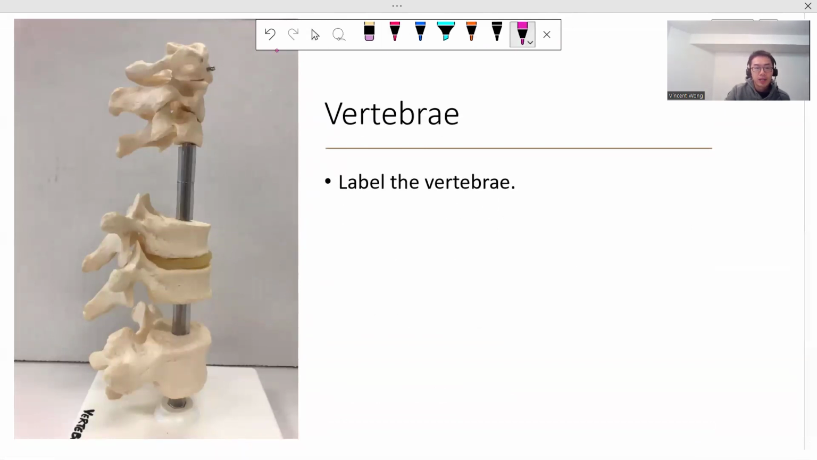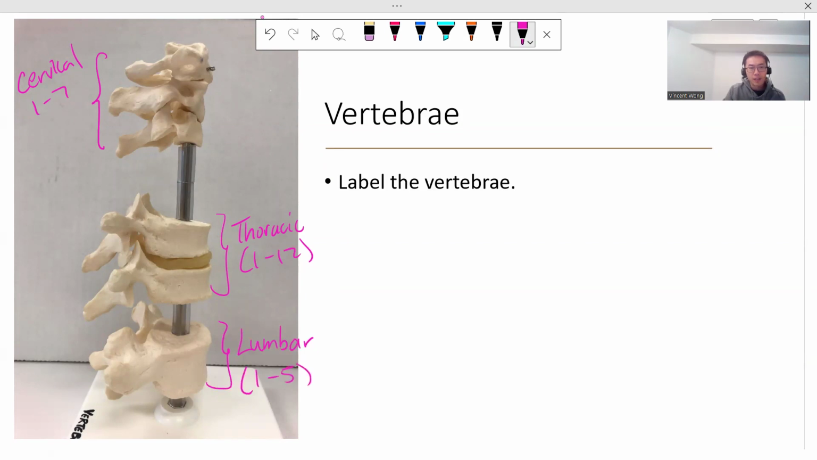Okay, label the vertebrae. These are the ones in the neck. Cervical. 1 to 7. These are thoracic. 1 to 12. T1, T2, all the way to T12. And the ones in the lower back, that's the lumbar. L1 to L5.